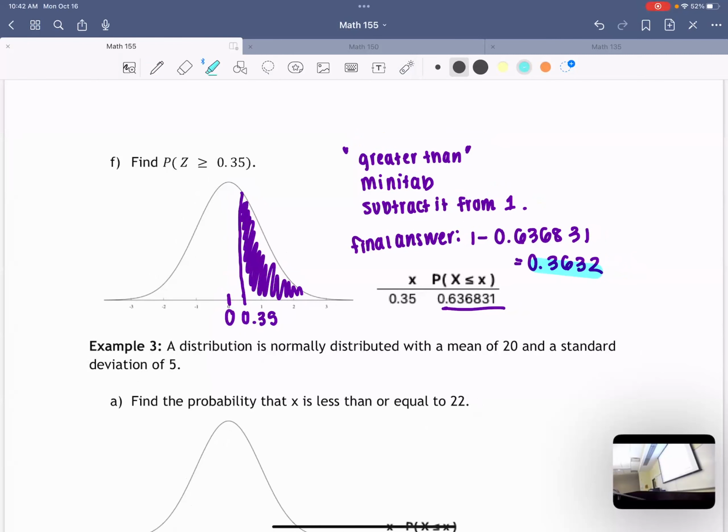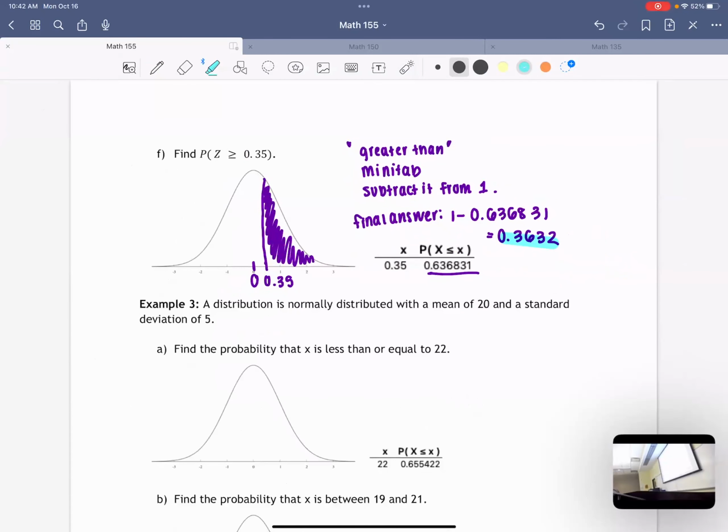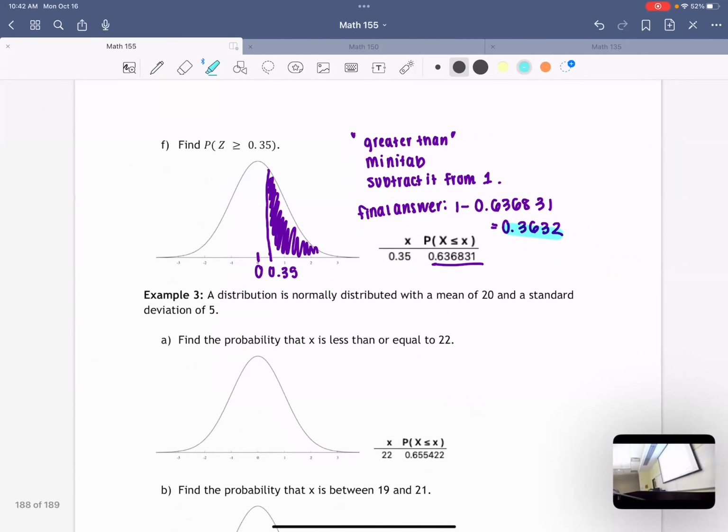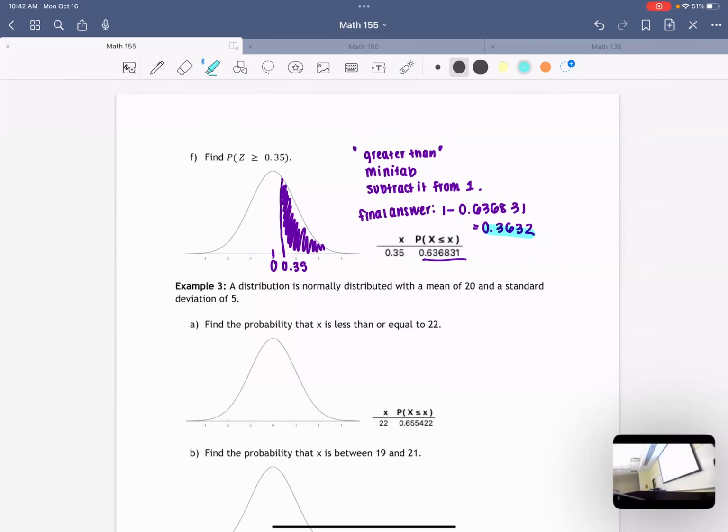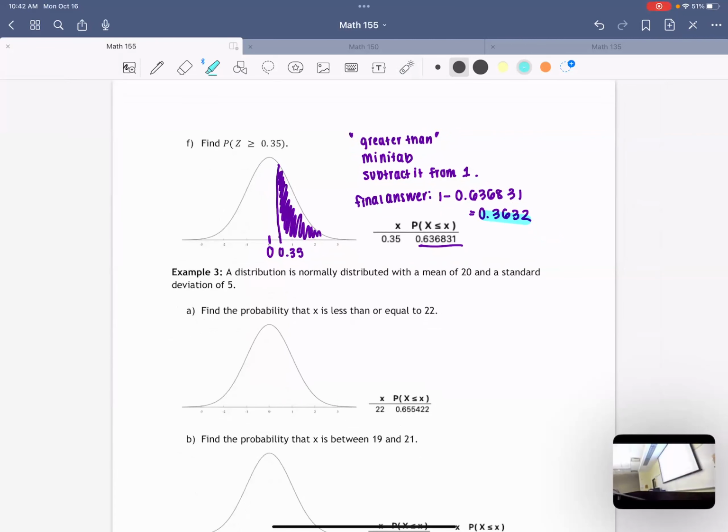Okay, cool. So basically what we learned is if we have a z-score, the mean is 0, the standard deviation is 1, right? If we have a less than probability, it's just the answer. If we're doing a between probability, you subtract the two together. And if it's a greater than probability, then you subtract it from 1. Okay. Any questions on these guys?